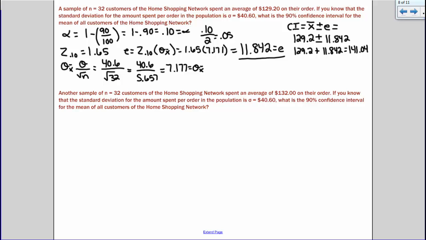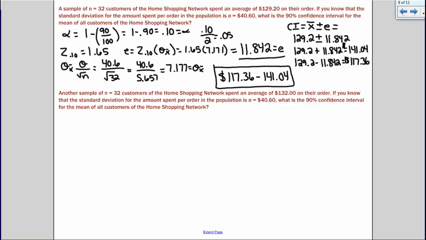I'm just going to go ahead and round that to two decimals since we're working with dollars. And then 129.2 minus 11.842 is equal to 117.358, or 117.36. So our 90% confidence interval ranges from 117.36 to 141.04.